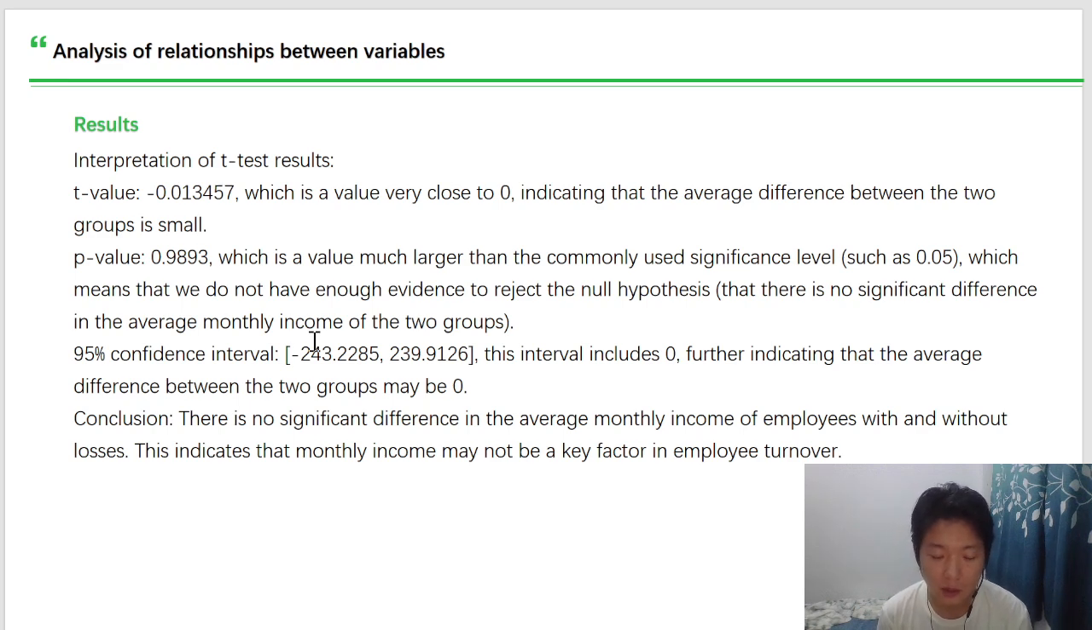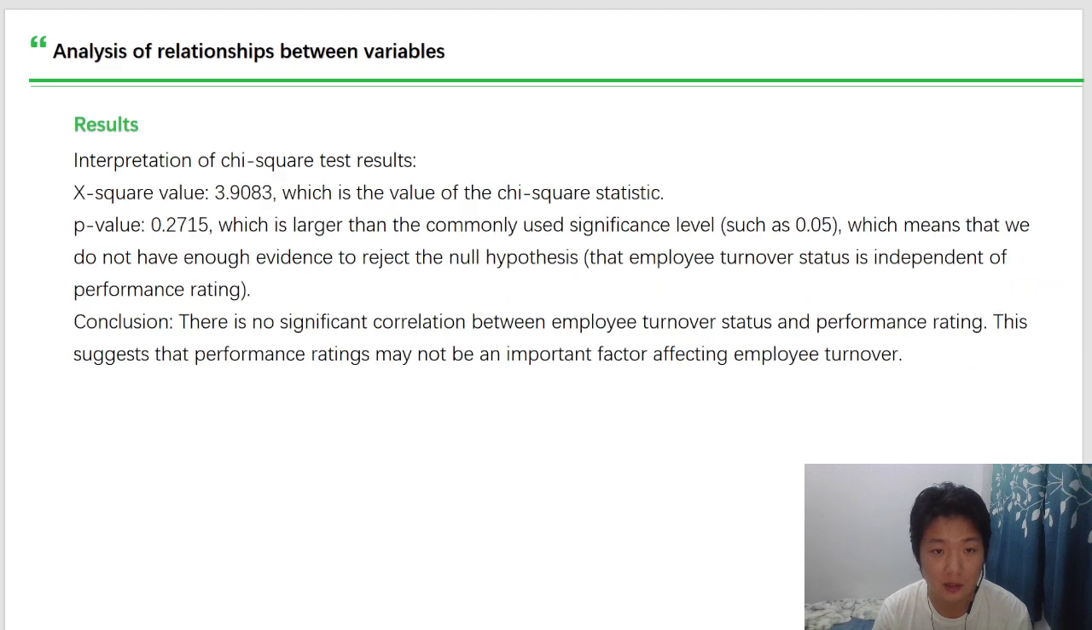I use this code. I use the t-test and the chi-square test on the key variables. The result is not good. Maybe all the key variables have no significant correlation with turnover.